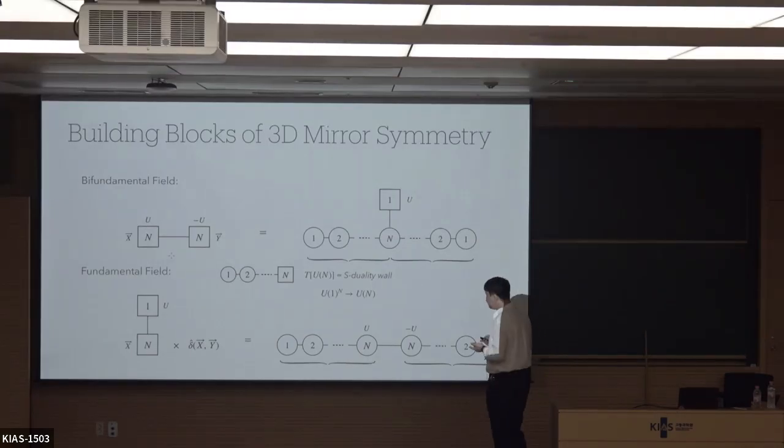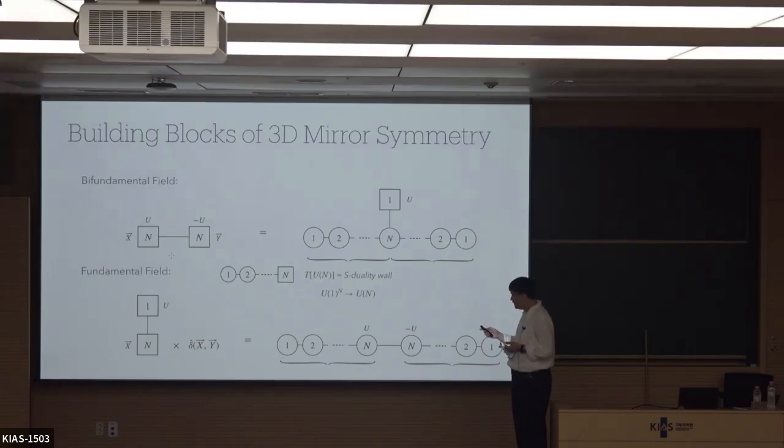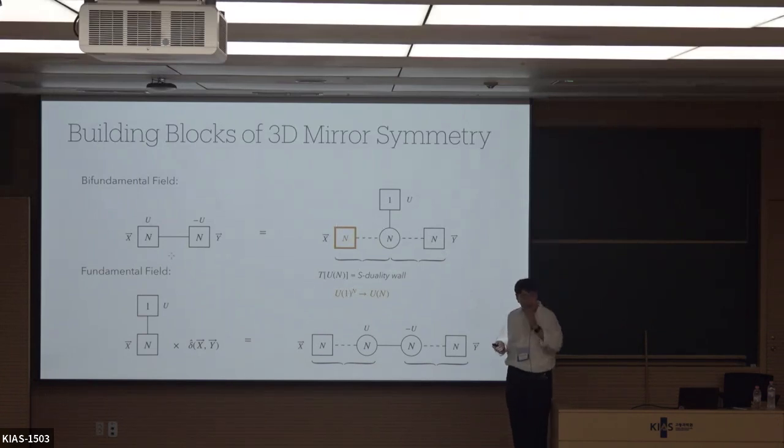But from this diagram, it is not clear whether we have this one. So instead, I'm going to use this shorthand notation. This part just denotes the same T[U(N)] theory, but I present the enhanced U(N) symmetry explicitly. So this square node, which corresponds to some global U(N) symmetry, actually means the U(N) symmetry which only exists in the IR.